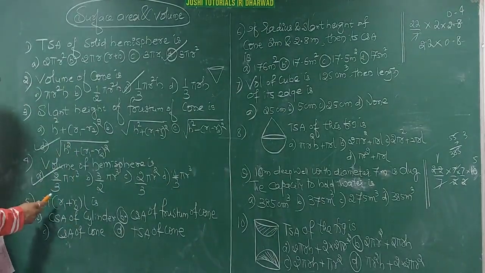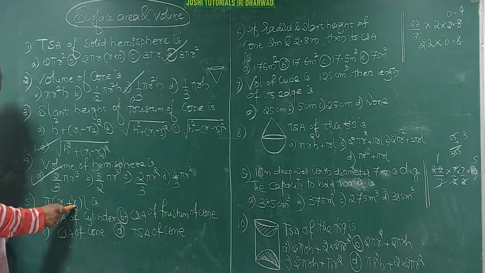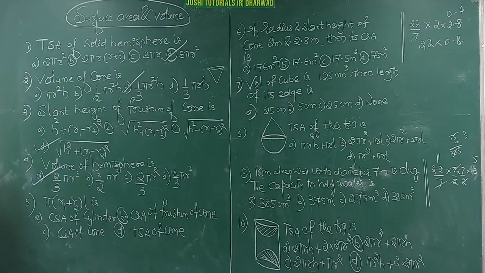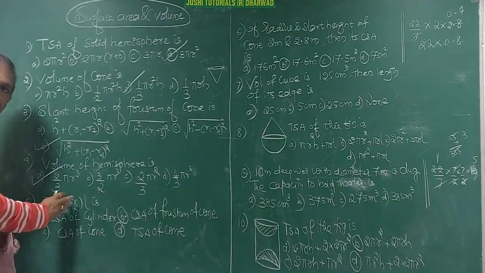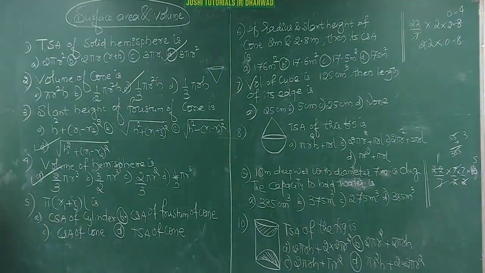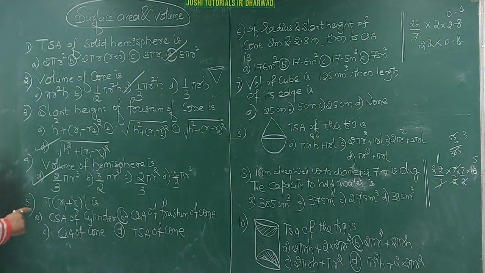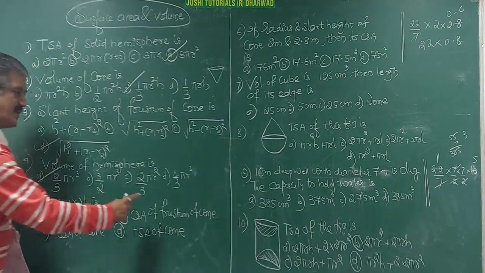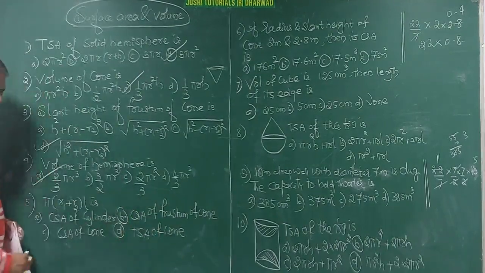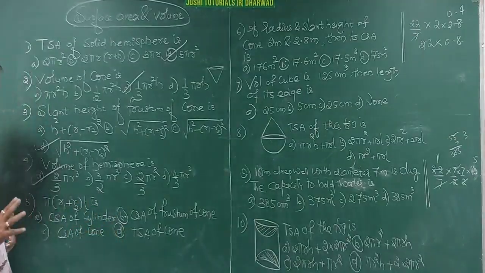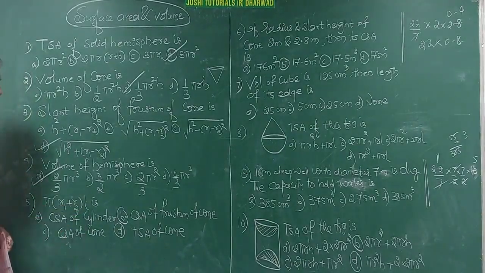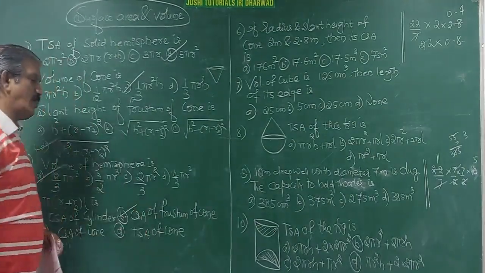Next. Pi into (R1 plus R2) into L. It is the formula of which solid figure? CSA of cylinder, CSA of frustum of cone, CSA of cone, TSA of cone. TSA is not possible here. There are 2 radii including this. I hope it is B, frustum of cone, CSA.